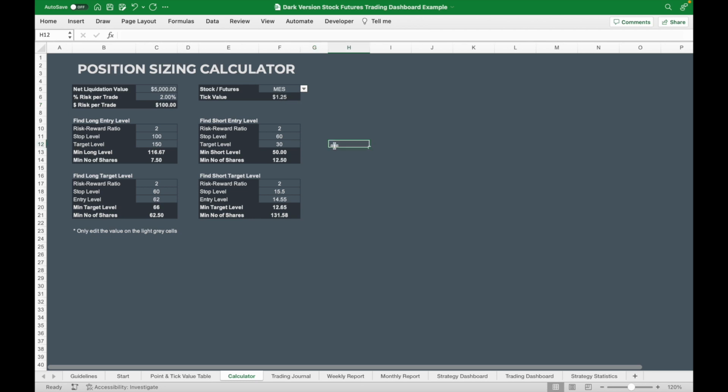So now I will do an example of how to use this calculator to find your short target level. For example, I am trading Micro E-mini S&P 500. Entry level, let's say, is 3,930.96, and my stop level is 4,008.61. So it will automatically calculate for me the minimum target level when I want to get a risk to reward ratio of 2, and the minimum number of shares that I need to sell to open this trade.